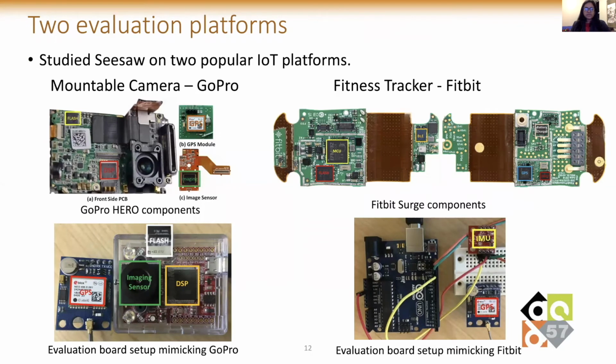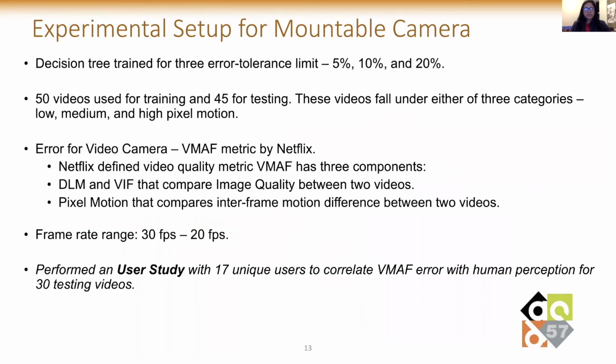For experiments, we use evaluation board setups, which try to replicate the user device. For the mountable camera, we train decision trees for 3 error tolerances: 5, 10, and 20%. Error is determined by the VMAF metric given by Netflix, which has 3 components. VIF and DLM compare image quality, and Pixel Motion compares the interframe motion difference between 2 videos. Our frame rate ranged from 30 frames per second to 20.